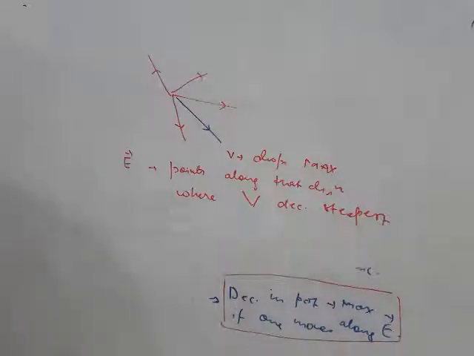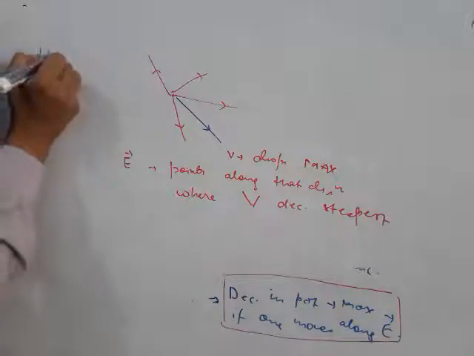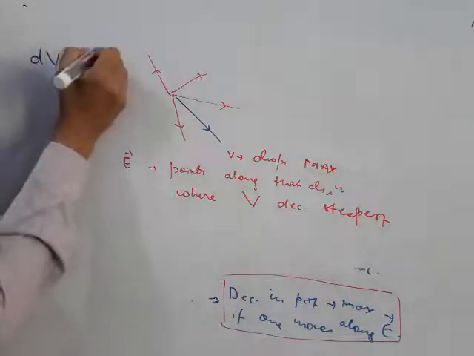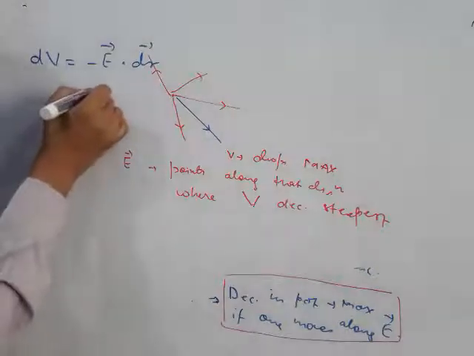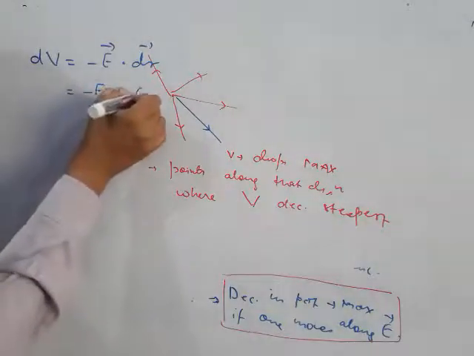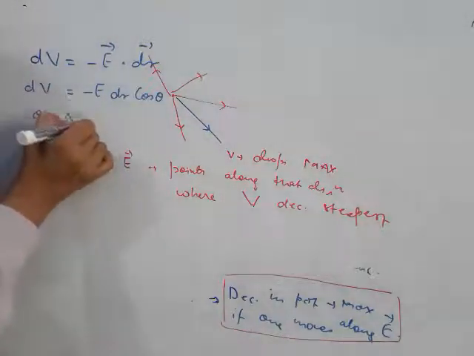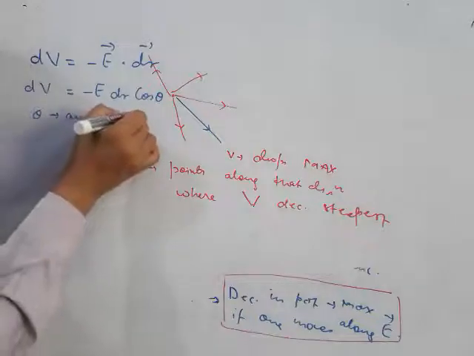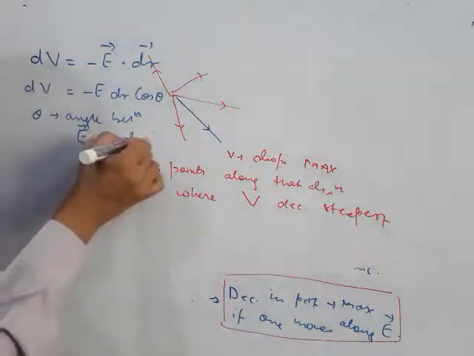One modification also you can do for that particular relation between them. So we have written the differential form like so, dV is equal to how much? Minus E vector dot dr vector. So this we have written as minus E dr times cos theta. Now what is theta here? Here we have discussed theta is the angle between E vector and dr vector.